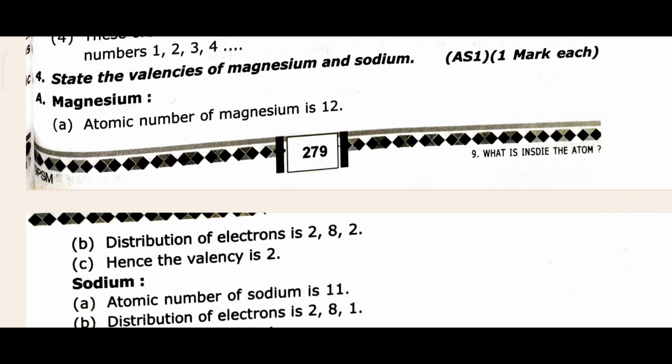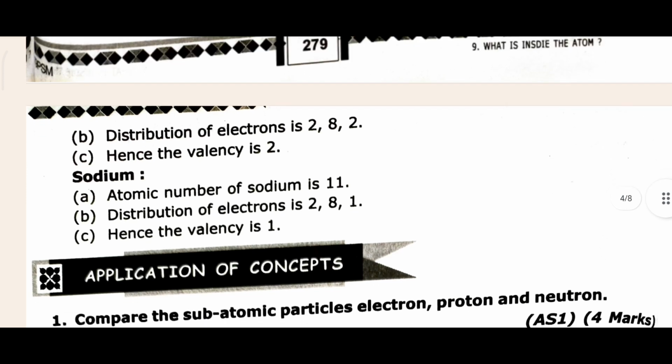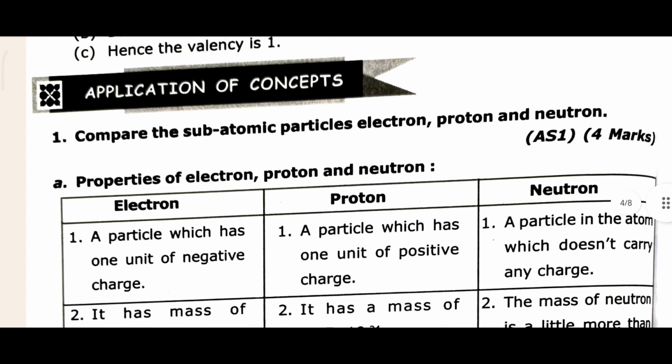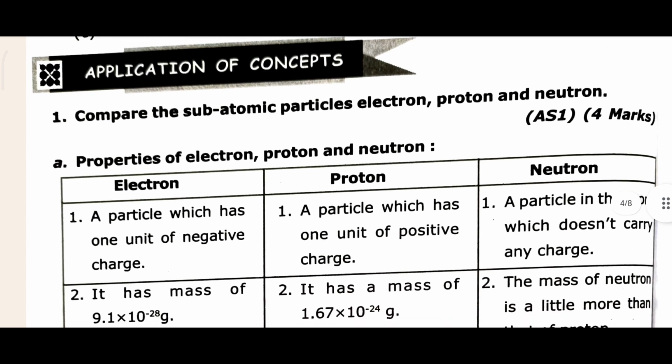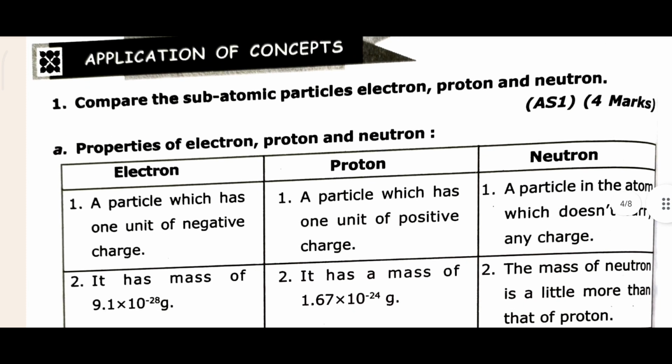A, B, C, and that is sodium. The atomic number of sodium is 11. The electron distribution is 2, 8, 1. Hence the valency is 1. So this is electron distribution. Application of concept starts here, and that's our first question of that section.